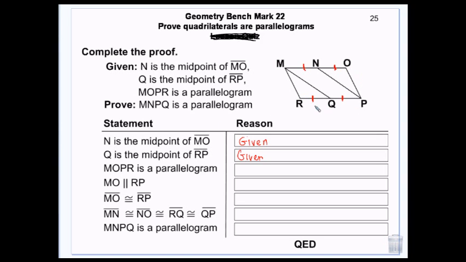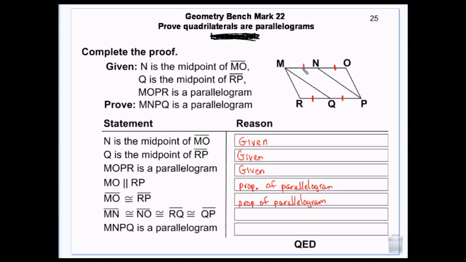MOPR, that's this large shape outside, is a parallelogram, which means that this length is the same as this length, right? So that's a property of a parallelogram: that opposite sides are parallel, and they're also the same length. So that's also a property of a parallelogram. It's the definition of a parallelogram that the opposite sides are parallel and congruent.